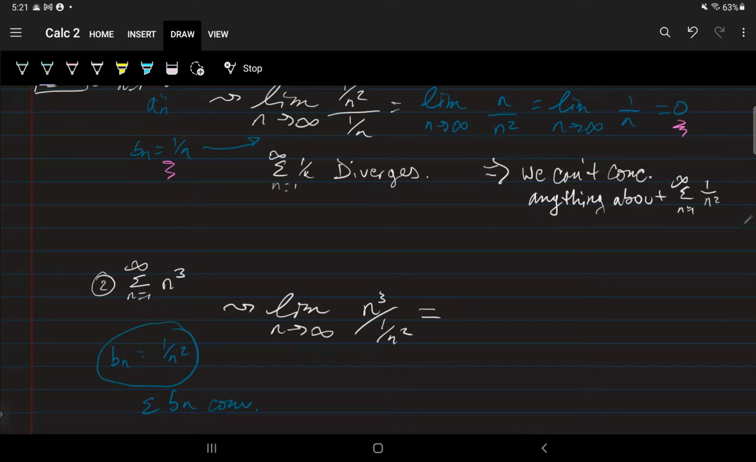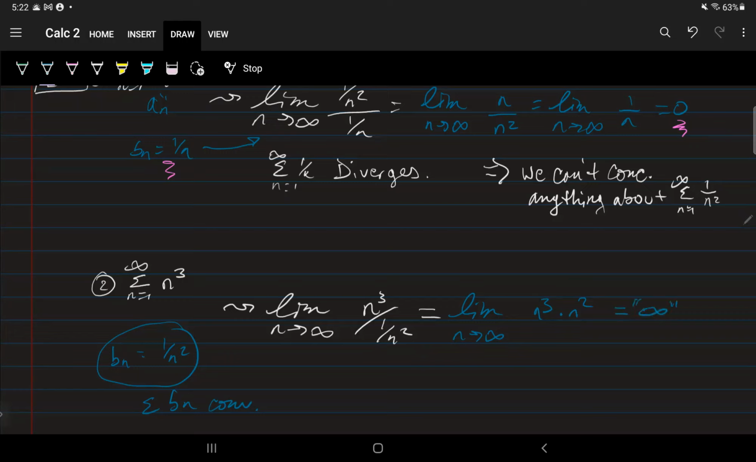So we know it converges. So let's do the comparison. What we get here, if we take An over Bn, is the limit as n goes to infinity of n cubed times n squared, which is n to the 5th, and we know that this limit is infinity.